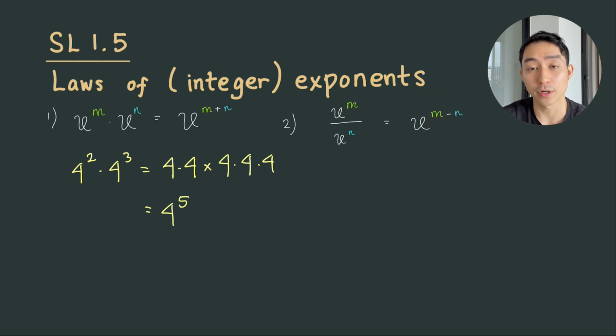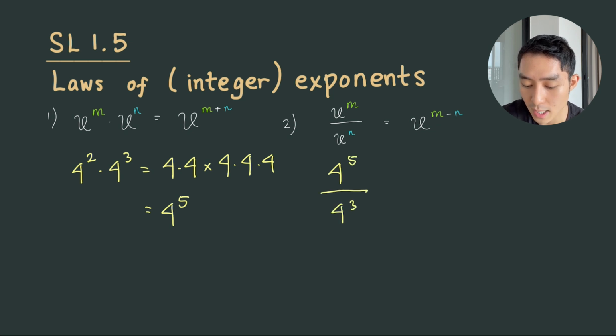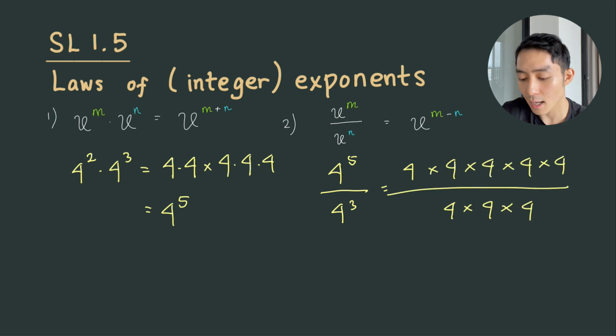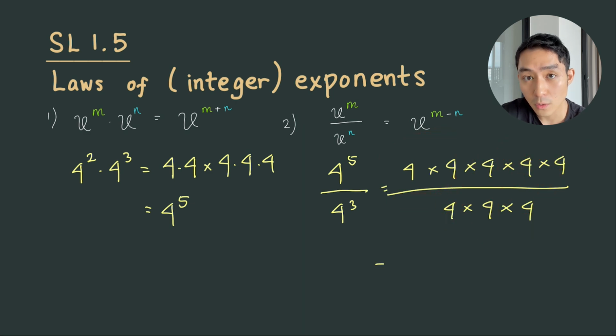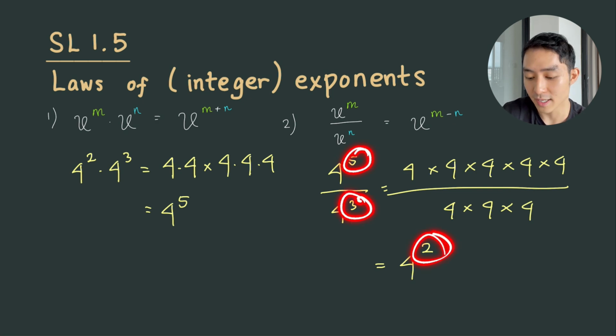Now, on the contrary, when it is a division, you need to subtract the powers. This is the quotient of powers rule. For example, if we have 4 power 5 and then we divide with 4 power 3, we can just expand them and we can see that there are divisions happening which left us with 2 of 4s. So we will be having 4 power 2 in which the power 5 subtracted by 3 is 2.